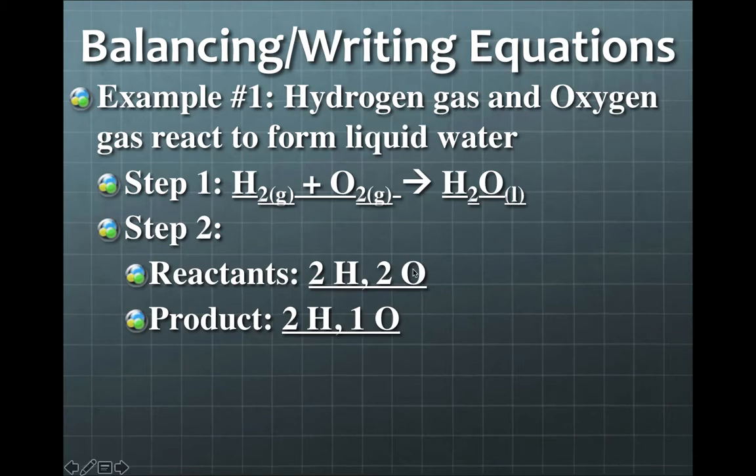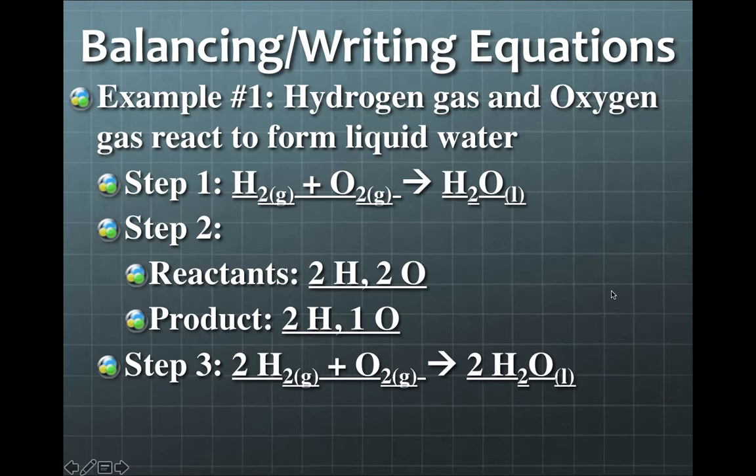If you notice, I have 2 oxygens on the left and only 1 on the right. You can't just destroy an oxygen atom. So I have to somehow balance this equation to fix this problem. To fix it, I'm just going to give you the answer now, then I'm going to explain it. I added a 2 in front of the water and a 2 in front of the hydrogen. Let me walk you through why I did that.